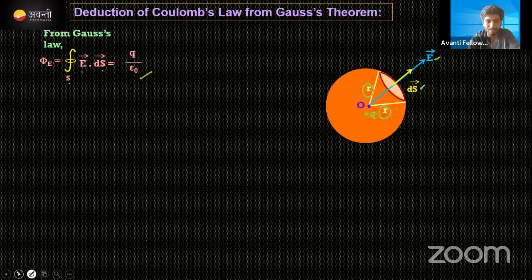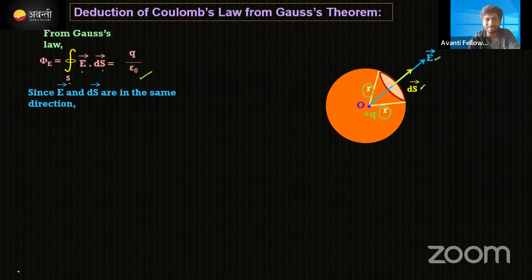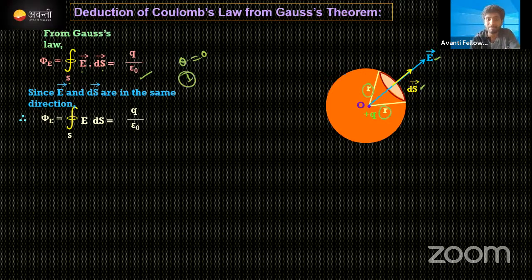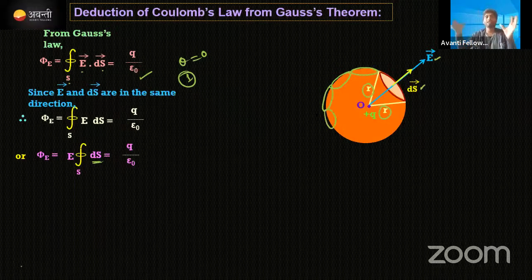Correct? Then look, since E and ds are in the same direction, the flux E dot ds will be E ds cos theta. Cos theta value will be 0 here, hence cos theta comes out to be 1. That's why E ds is equal to q by epsilon naught. Or else we can write E outside, because the value of E will be constant, and the ds area we need to calculate. This is another area, this is another area, like this all the areas we need to integrate.